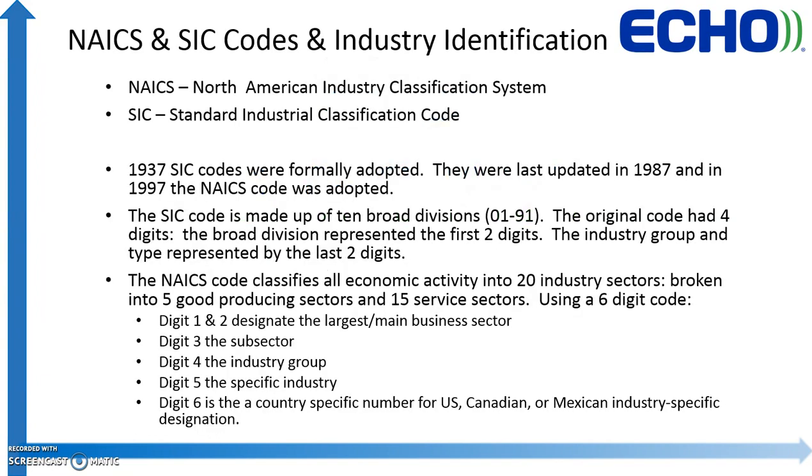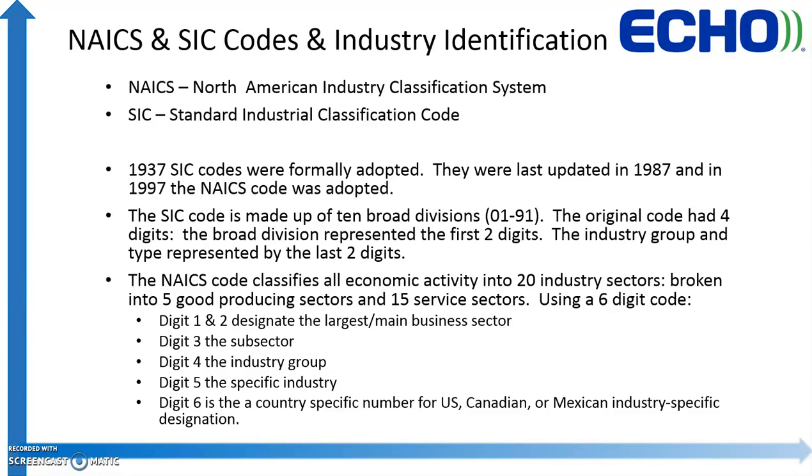The NAICS and the SIC codes and industry identification. NAICS stands for North American Industry Classification System, and SIC stands for Standard Industrial Classification. In 1937, the SIC codes were formally adopted, and they were last updated in 1987. Then in 1997, the NAICS codes were adopted. The SIC code is made up of 10 broad divisions, 01 to 91. The original code had 4 digits. The broad division represents the first 2 digits, and the industry group and type are represented by the last 2 digits.